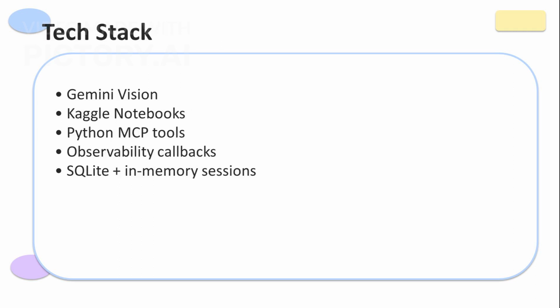Now, let's talk about the tech powering all this. The system uses Gemini Vision for the image understanding part. The workflow runs inside Kaggle Notebooks, which makes experimentation smooth. MCP tools help the agents perform different tasks, and callbacks give us visibility into what the agents are doing. For memory, we use a combination of in-memory context and SQLite to keep things organized.